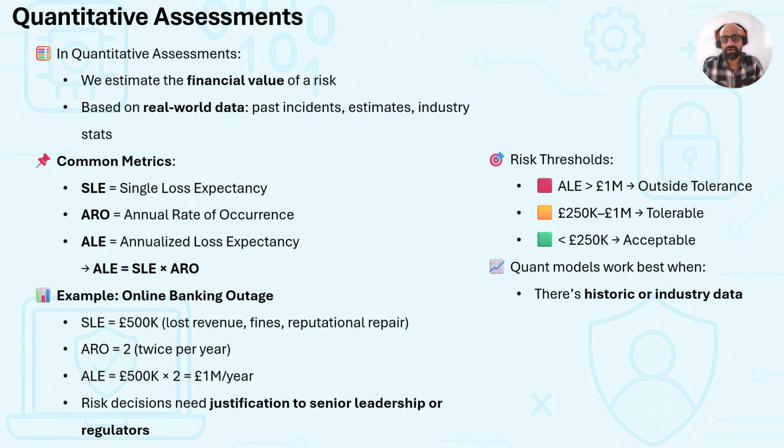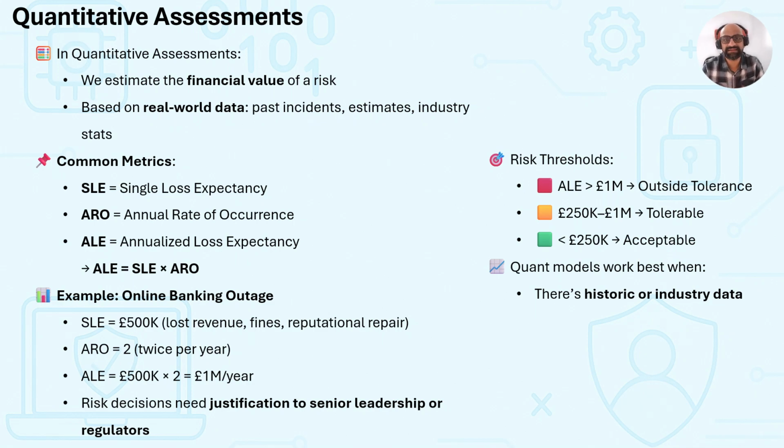Now, how often do these outages happen in a year? Let's say they happen twice a year. Multiply your SLE by 2. That will give you your annualized loss expectancy, ALE, that is £1 million a year. Now compare that to your bank's risk tolerance. If the ALE exceeds your accepted threshold, say £750,000, you are outside tolerance and you must act, either to reduce the likelihood or to reduce the impact or reduce both.